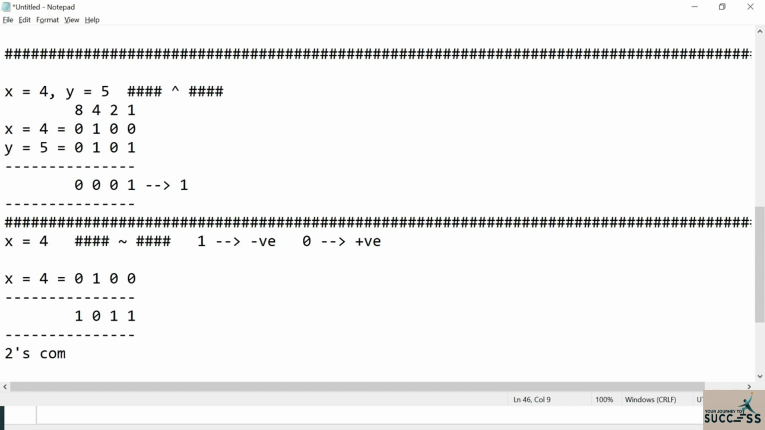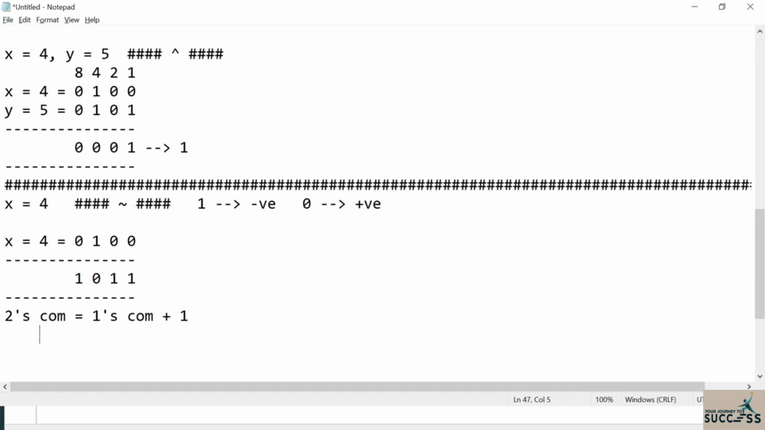2's complement means 1's complement plus 1. So 1's complement means we need to apply complement for all of these bits. In this case it should be 0 1 0 0. So this is the 1's complement.